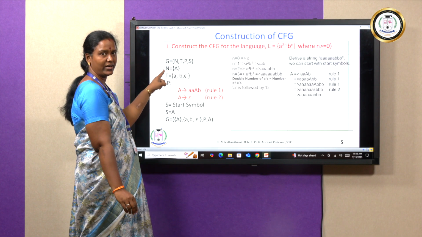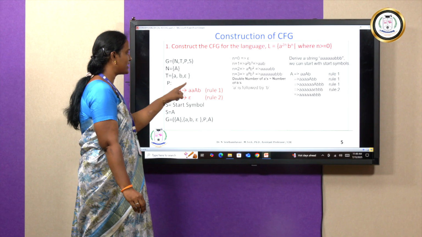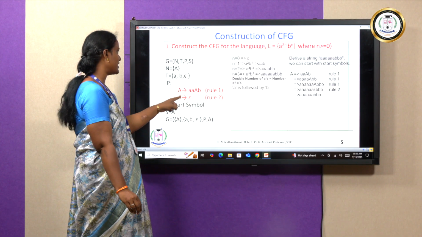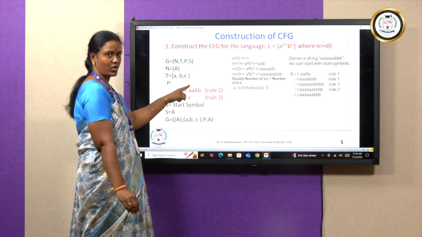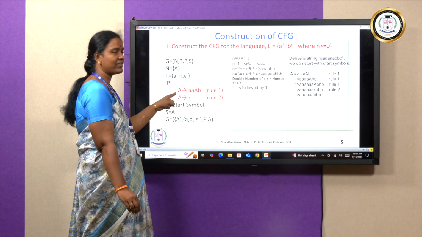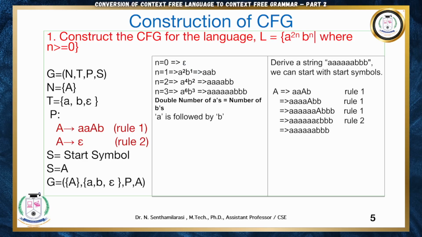So that is my one non-terminal. So what are the small letters I am having? A, B, and then epsilon also will be considered as a terminal. So for T: A, B, epsilon. And S is nothing but the starting symbol. So here, from where we are starting, from A we are starting. So S equals A.